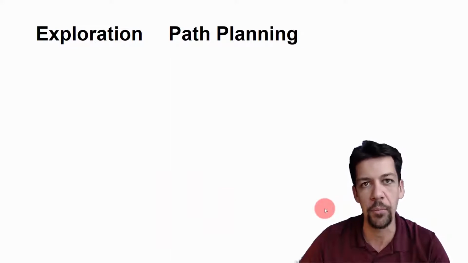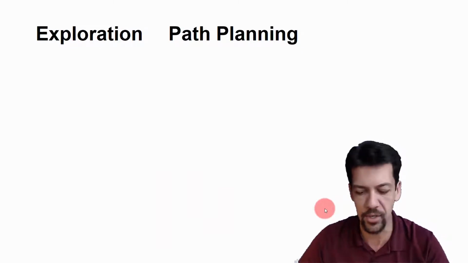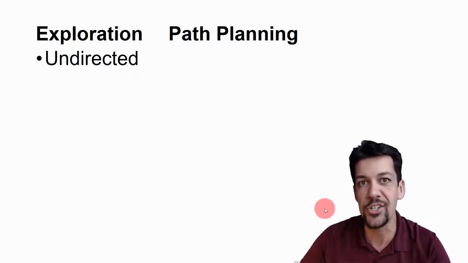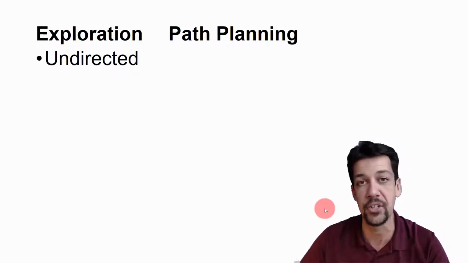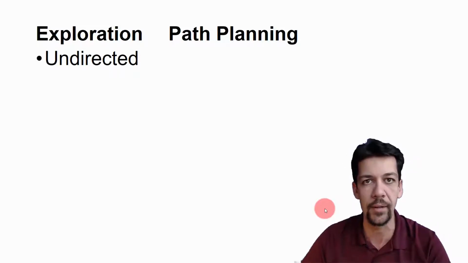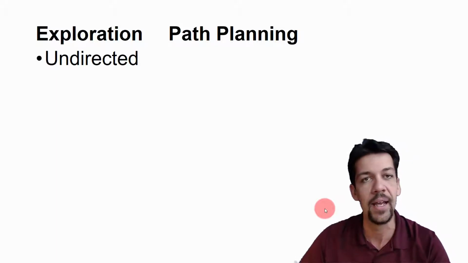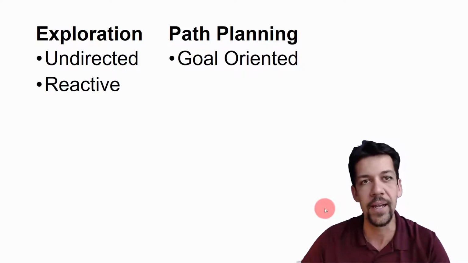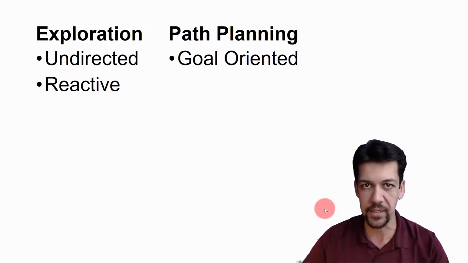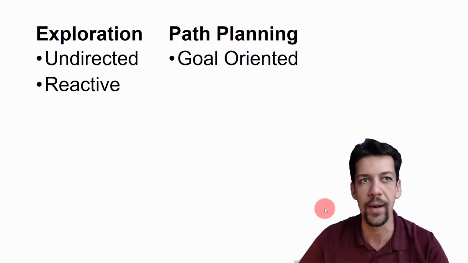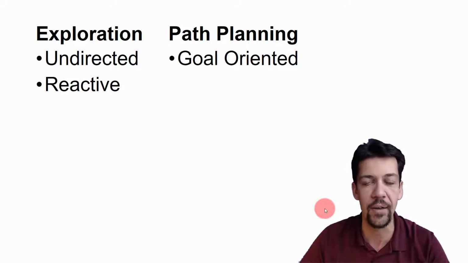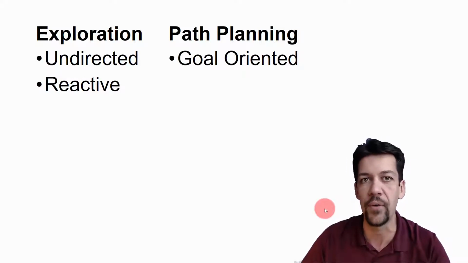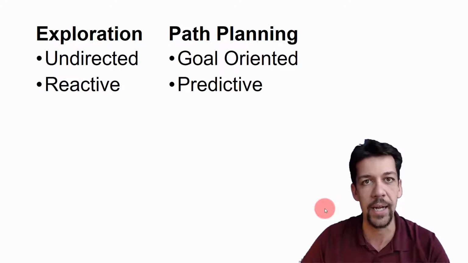There's a couple of different approaches to path planning. One is called exploration, which is undirected. And the idea here is that there's no specific goal. We're just wandering around the environment to see what we can see. In true path planning, it is goal-oriented. So we're shooting for a very specific location where we want the robot to end up. In exploration, we are doing reactive navigation, where if there's an object in front of us, we try to go around it. We don't really plan very far ahead. In path planning, it's predictive.